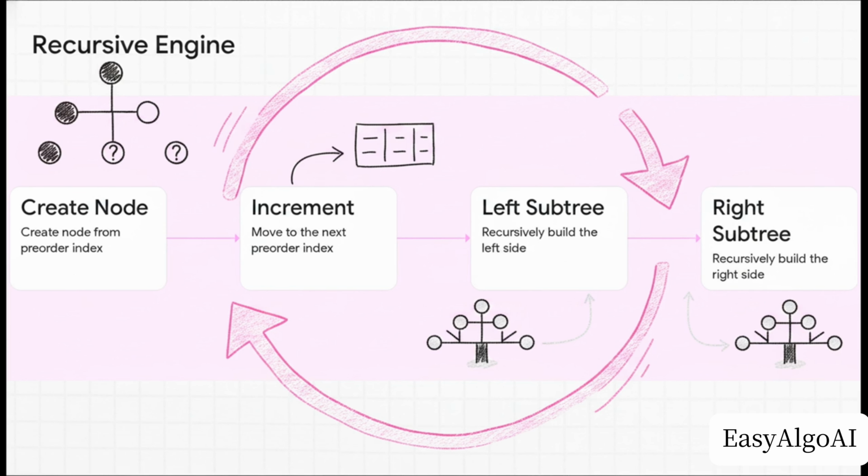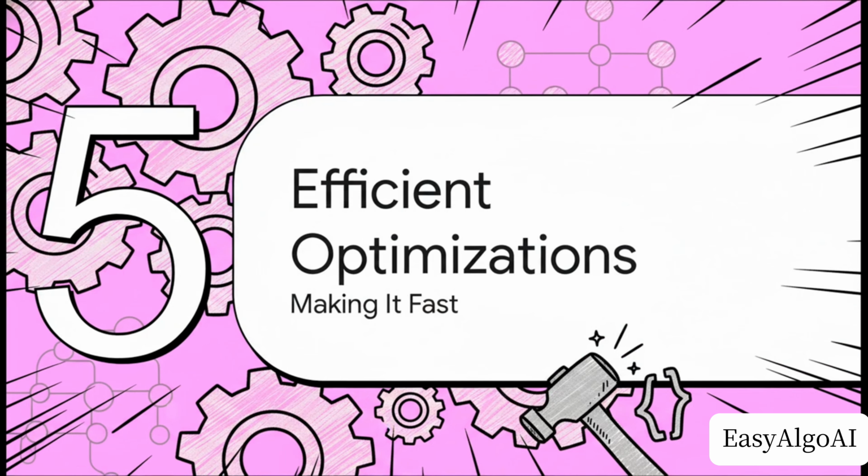We create the node, we increment to the next index, and then we recursively call this exact same logic for the newly defined left and right subtrees. It just systematically chips away at the arrays until the entire tree is fully built out. Okay, section 5. Our logical blueprint works flawlessly, but a great engineer always sharpens their tools. Let's talk optimizations for efficiency.